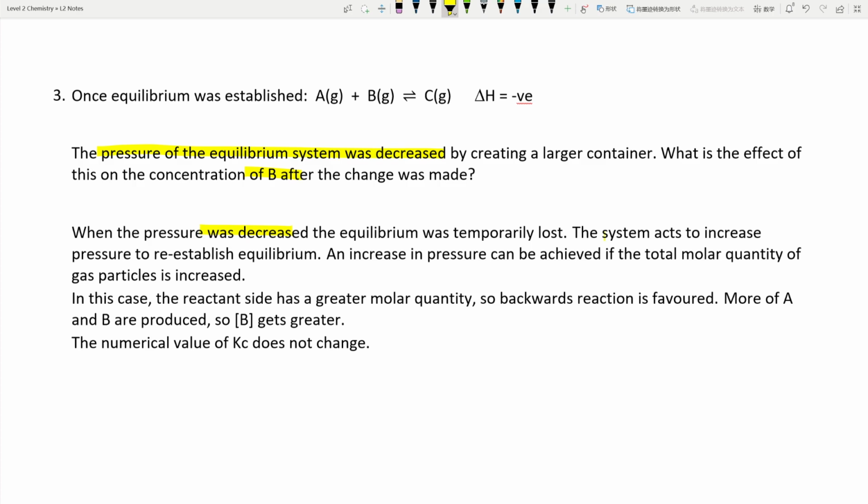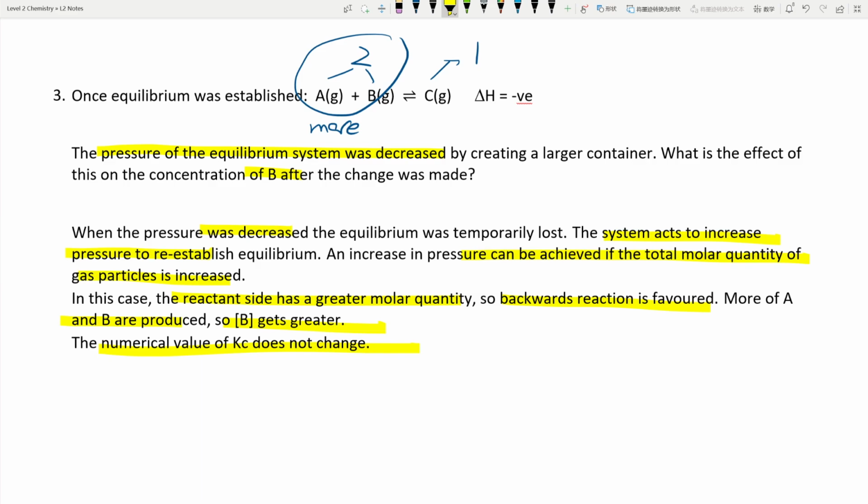Okay, so the system had to increase pressure to re-establish equilibrium. How do they do that? They want to make more gas particles. So if we look on the left hand side, this is 1 mole, this is 1 mole, this is 2 moles of gas, this is 1 mole of gas, so this is more moles of gas particles. As you can see, the reactant side has greater molar quantity, so the backwards reaction is favored. You make more A and B, so B gets greater, and then Kc doesn't change.